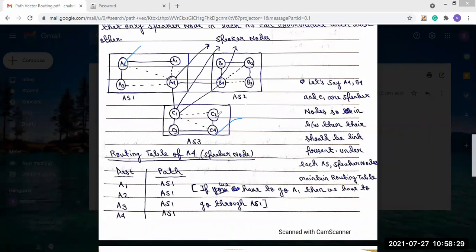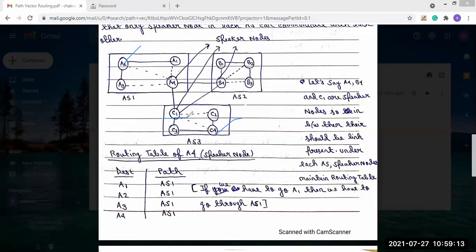So that means C4 will do what? It will send. C4 goes first to C1. Now, why is it going to C1 first? Because C1 is the speaker node, and a speaker node is interconnected with each other speaker node that is present in a different autonomous system. So C4 will find what its speaker node is in the autonomous system in which it is present. In this autonomous system 3, C1 is the speaker node. So C4 will go first to C1.